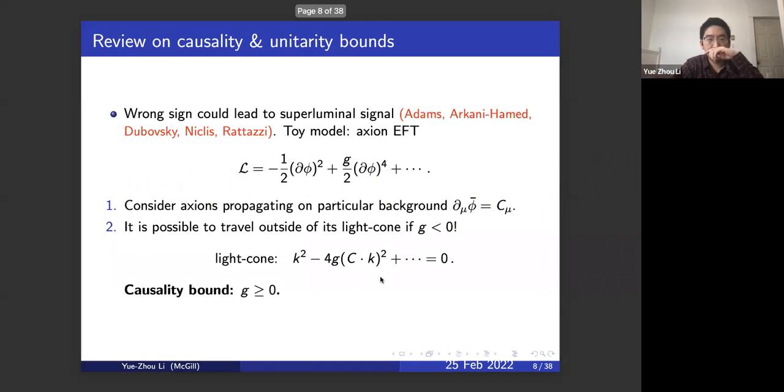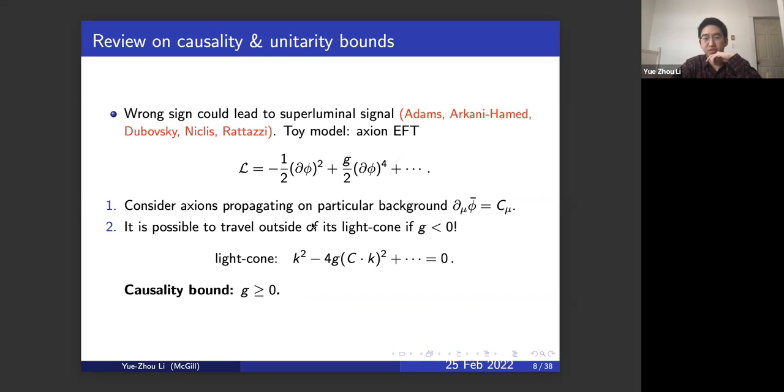Thanks. So let's review a little bit what we mean by causality and unitarity bounds. The idea actually goes back to the last century, but about 10 years ago there was a paper showing that the wrong sign could actually lead to superluminal signals. A toy model is that we can consider a scalar EFT with a scalar kinetic term, and we only consider one particular higher derivative correction.